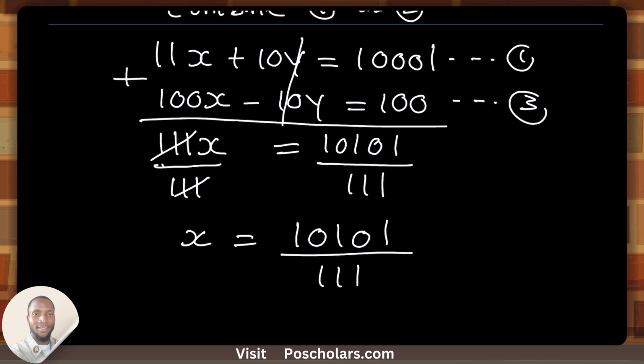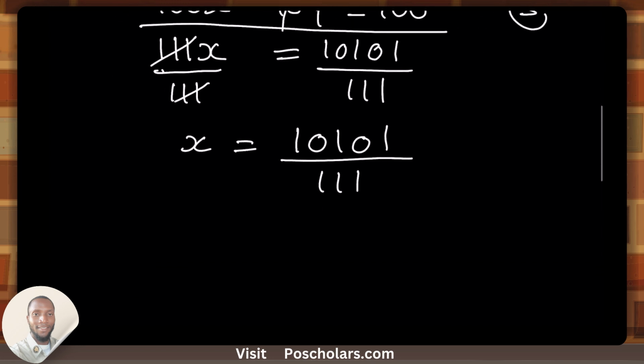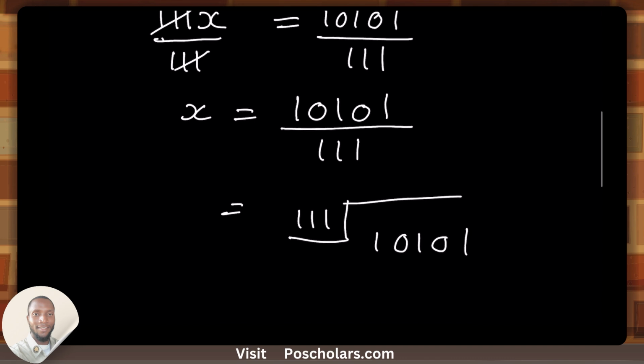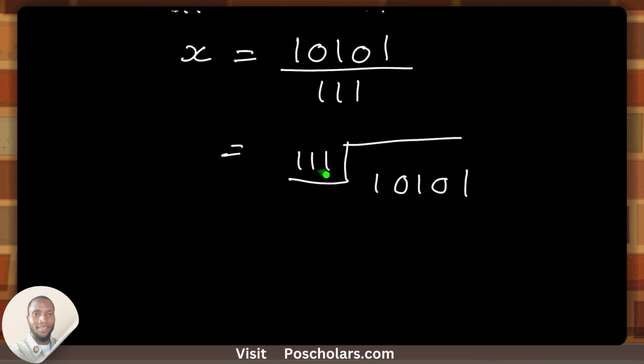Now this is looking like a division, and I've taught you guys how to divide in a number base. You can check my other videos. So let's do that quickly. You write 111 divided into 10101. Now let's divide. How many 111 can you find in 1? Impossible. How many in 10? Impossible. How many 111 can you find in 1010?